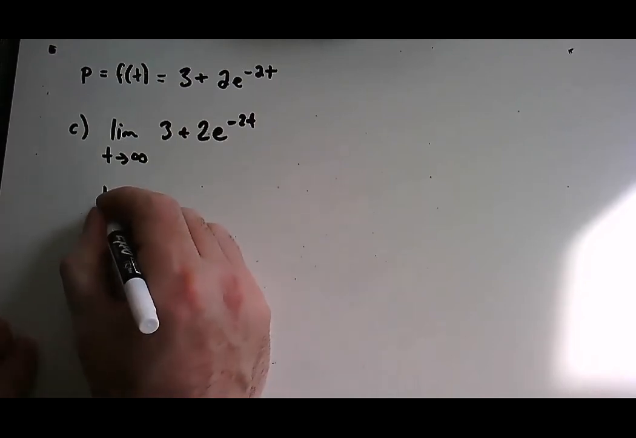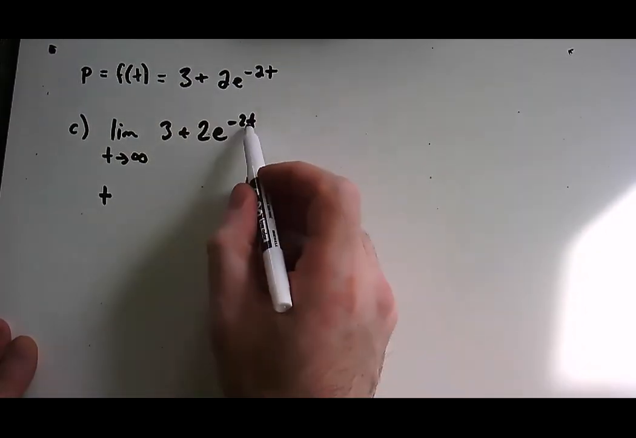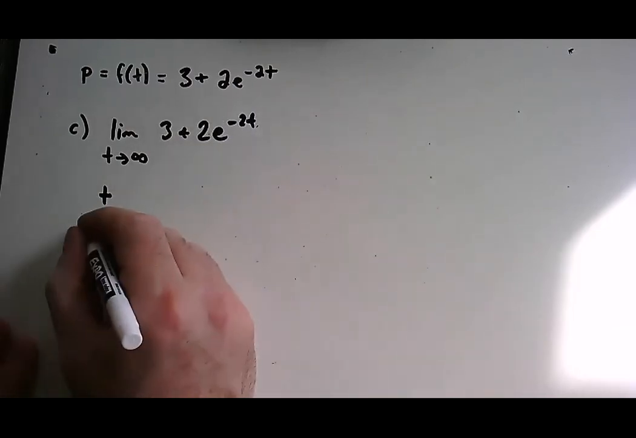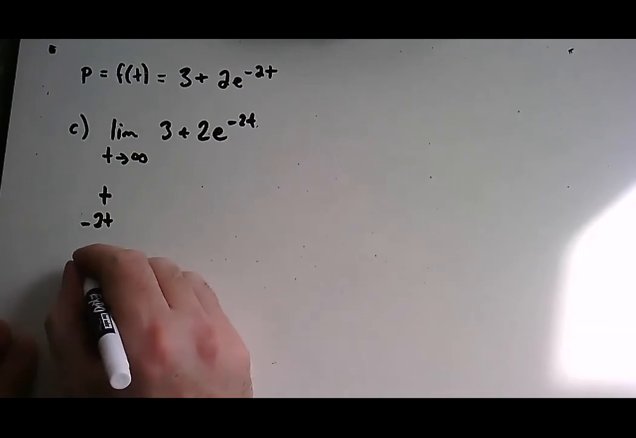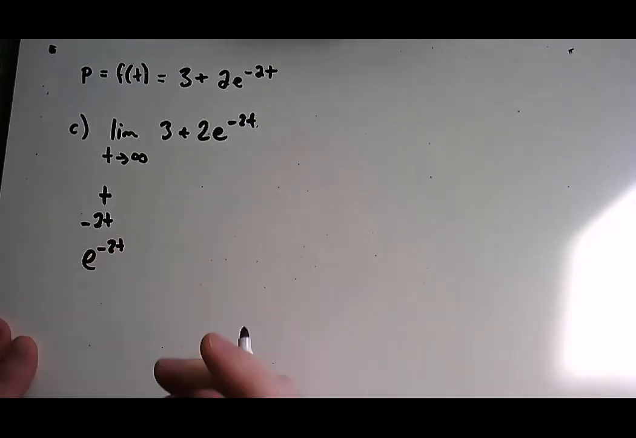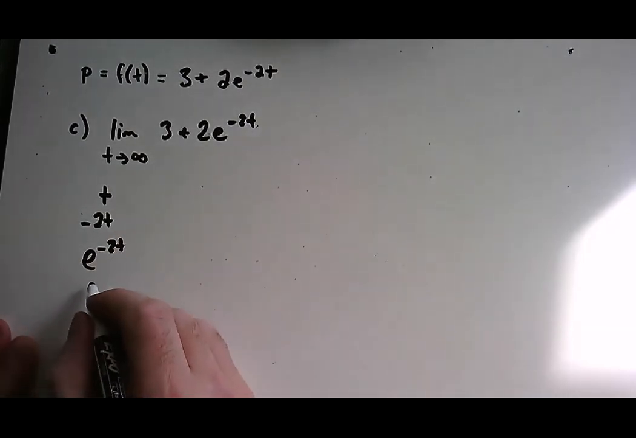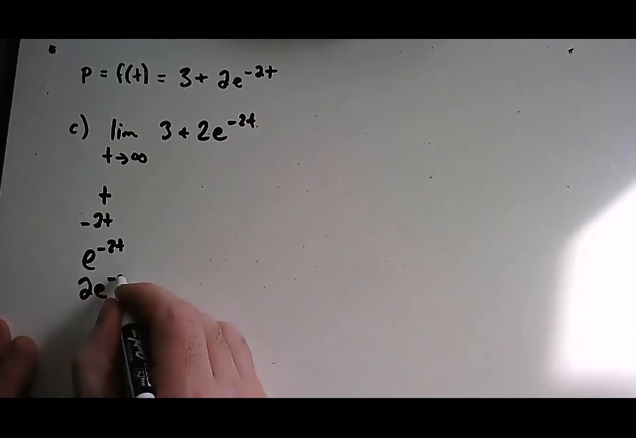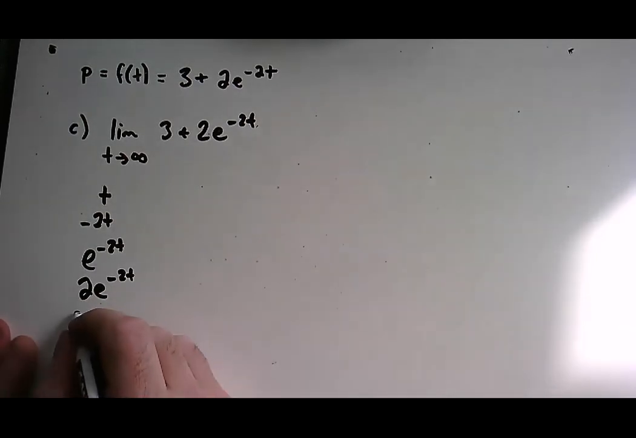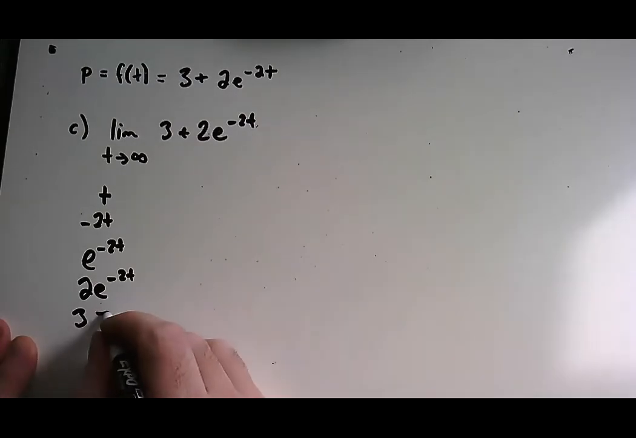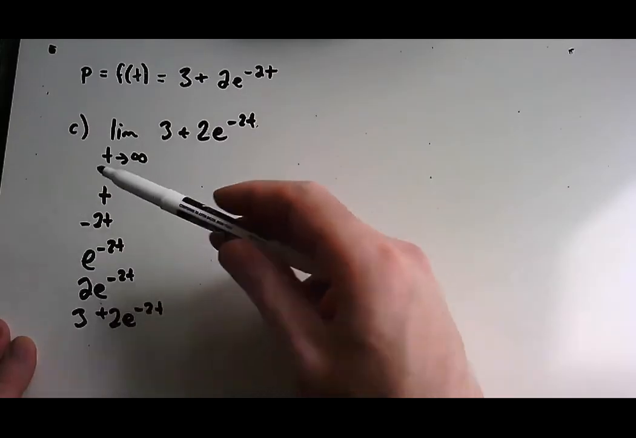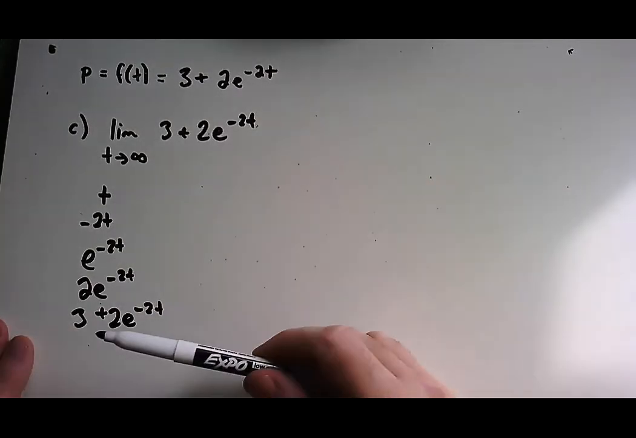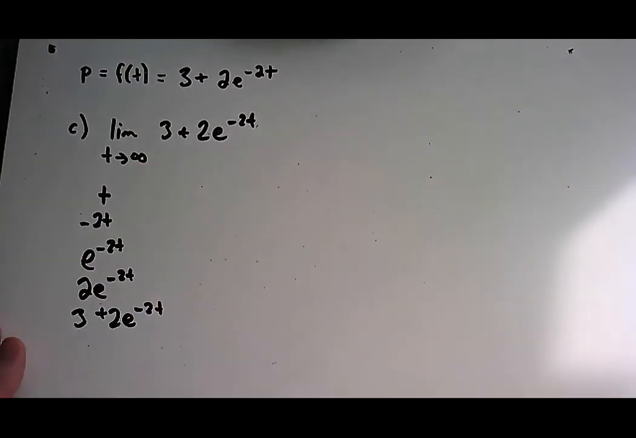I'm going to look one at a time at what happens to the variable t, and then as I build outward, I'll look at what happens to negative 2t, and then what happens to e to the negative 2t, and then what happens to 2e to the negative 2t, and finally what happens to 3 plus 2e to the negative 2t. So that is to say I'm going to build up my function f, starting with just our variable t and moving outward until we have the entire function here.